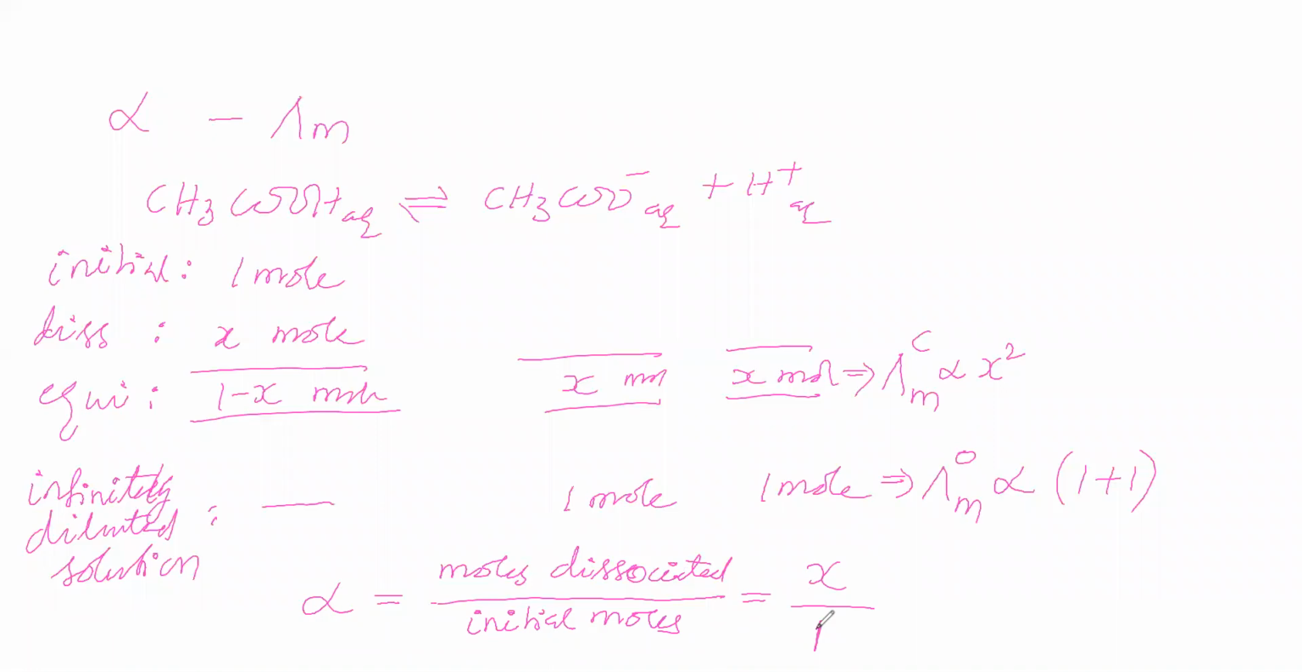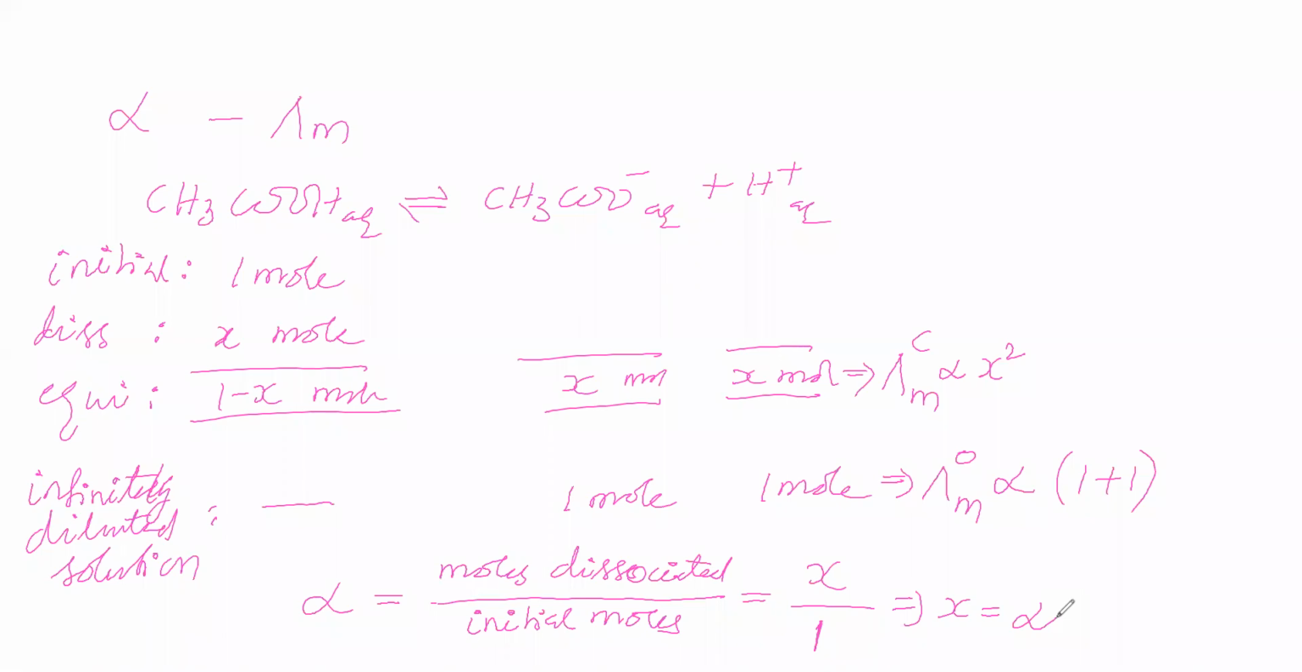Now how do we relate these with lambda m? We have to relate this with this one. Now see, alpha is equal to x by 1. Therefore we can say x is equal to alpha. That point we got: x is equal to alpha.